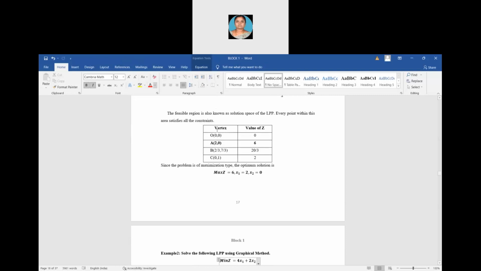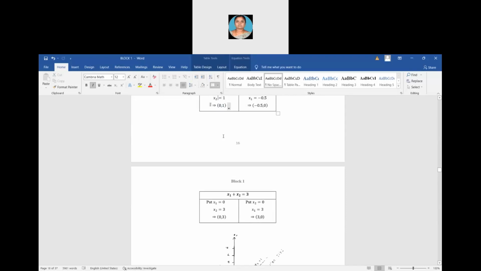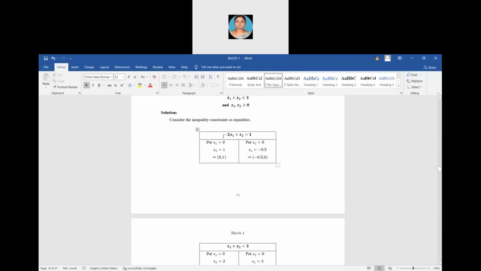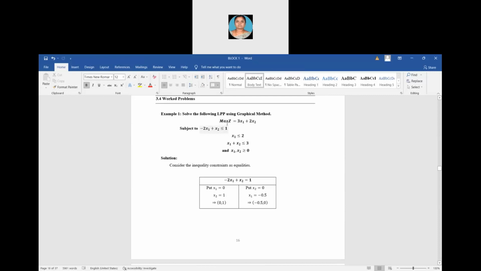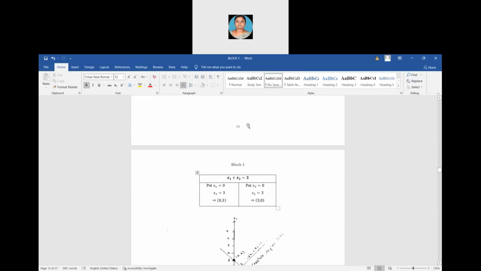If you substitute 0 comma 0, that means x1 is 0 and x2 is 0. So what will you get in this equation? x1 is 0 and x2 is 0 means 3 into 0 plus 2 into 0 will be 0. So z equals 0.